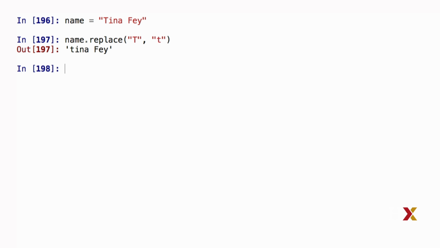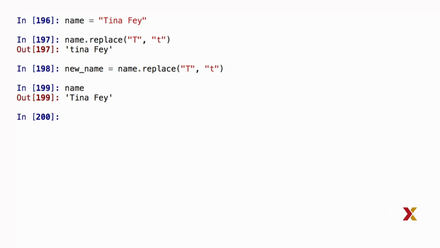Because strings are immutable objects, Python doesn't actually modify your string. Instead, what it does, it returns a new string to you. If I'd like to keep this new string, I have to assign it to some variable. So for example, I could call this new name, which consists of the original name with the letter T replaced. If I now look at the content of my original name, you'll see that the T remains capitalized. But if I ask, what is my new name, the capital T now appears as a lowercase t.